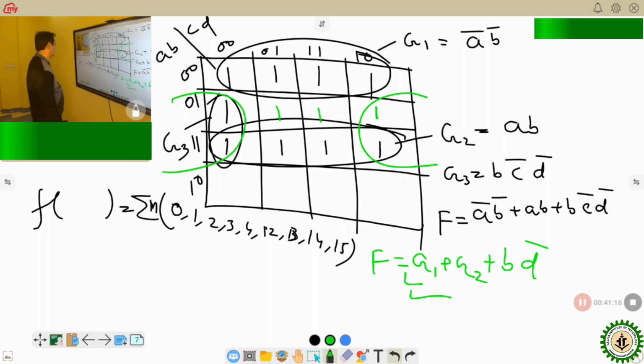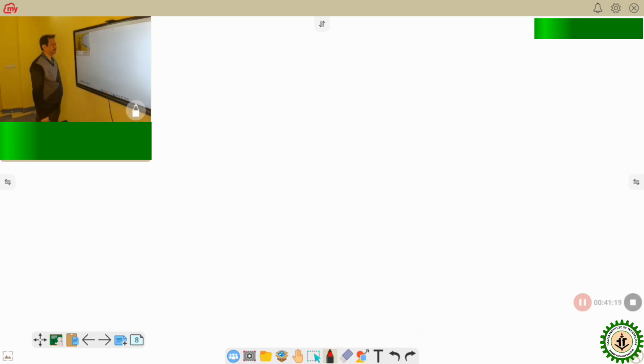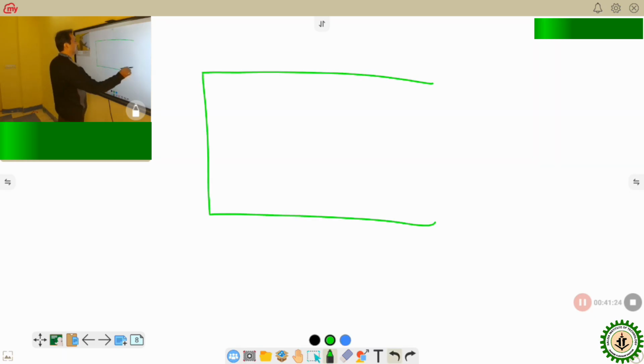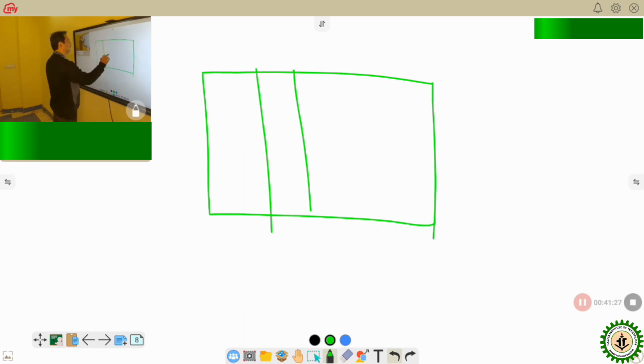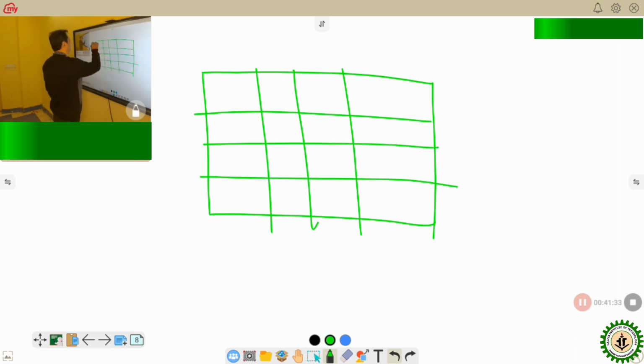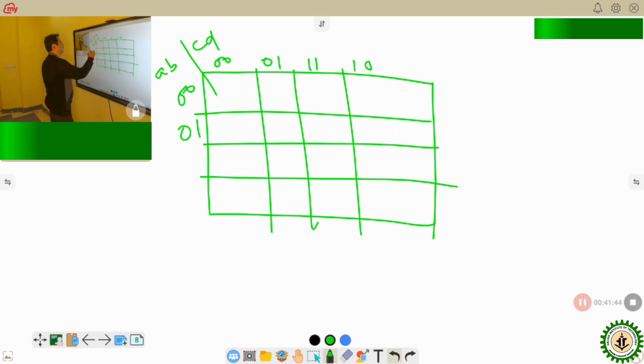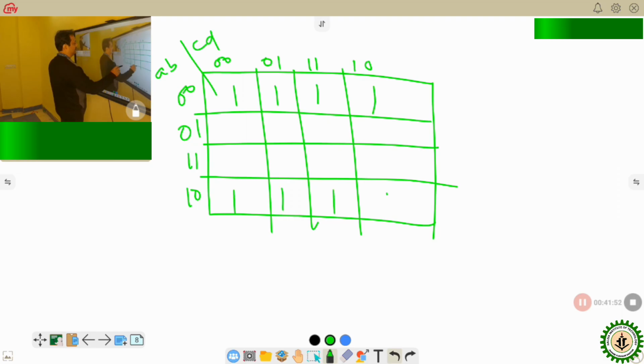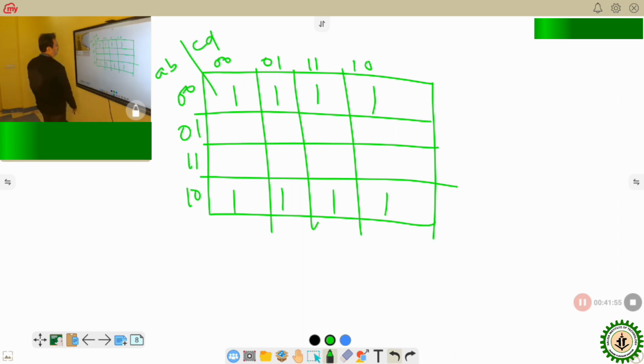I will discuss this in detail. Look, suppose this is another Boolean function for 4 variables. So this is A, B, C, and D. This is 0, 0, 0, 1, 1, 1, and 1, 0. Suppose this is 1, this is 1, this is 1, this is 1, this is 1, this is 1, this is 1, this is 1. So what will be the output?